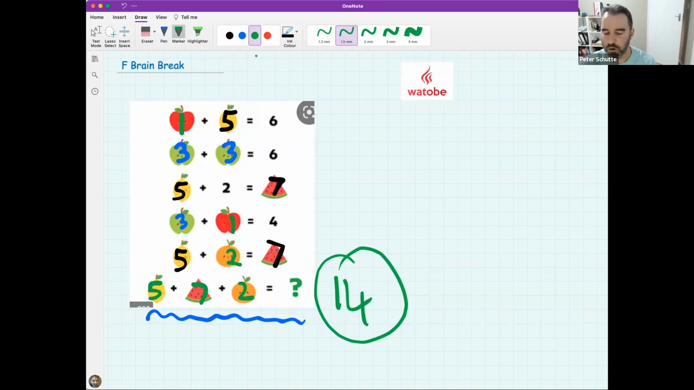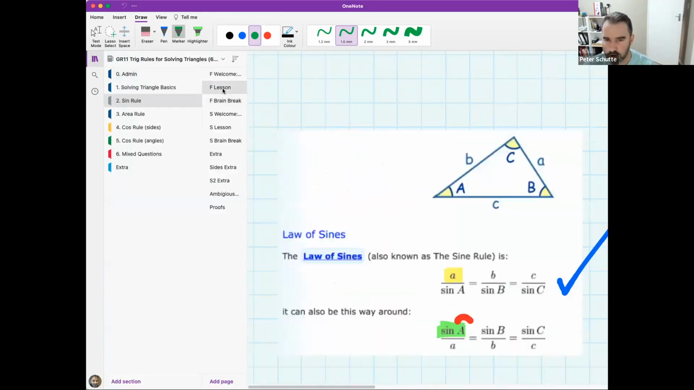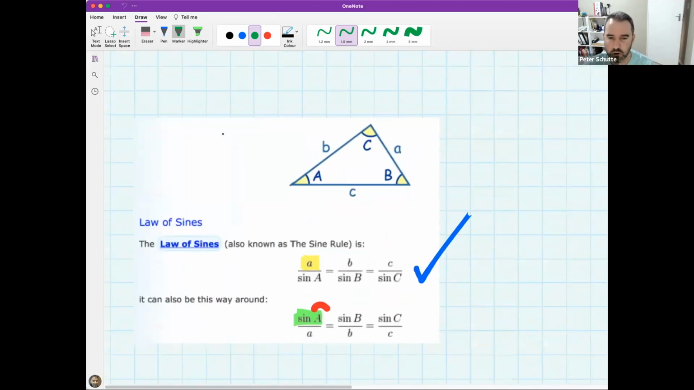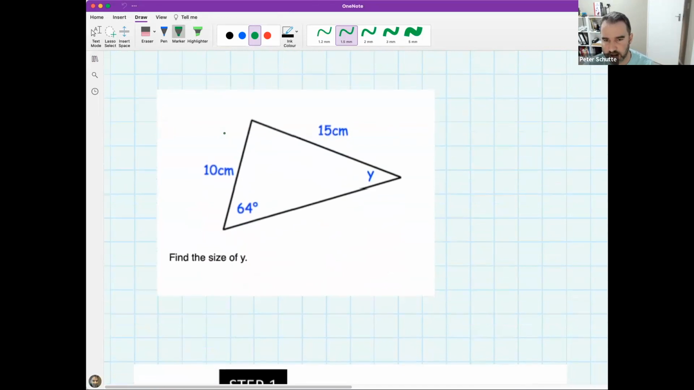Fantastic. Cool. All right. So I hope that your brain completely forgot about the sine rule for 3 or 4 minutes so that it can come back now and carry on learning. So let's look at a different variation of a sine rule question.